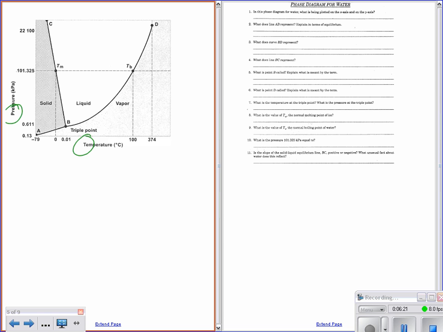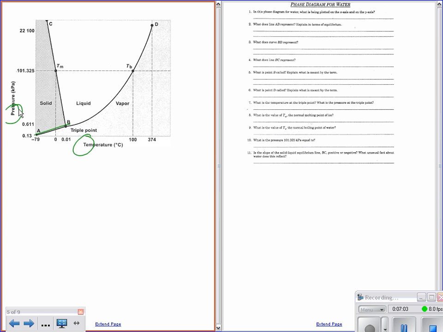So all along the AB, it says, what does line AB represent? Well, that's going to be sublimation and deposition. So maybe sublimation/deposition is how you want to phrase that. And then it also says, explain this in terms of equilibrium. All you really need to understand is that all along that line, you have both of those processes happening simultaneously. Not only is your solid subliming, but your gas is also depositing at the same time. It's occurring in equilibrium. Both of those processes are occurring.